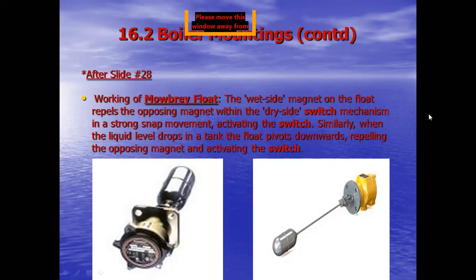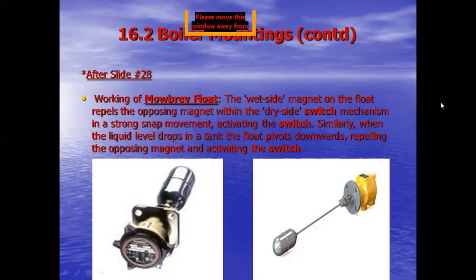So where would you be using a Mowbray float? Let's say a boiler high water level alarm, boiler low water level alarm, low level trip. You want the burner to trip off if the boiler water level has become low. So it is not something which is a level gauge. It is just straight on-off.